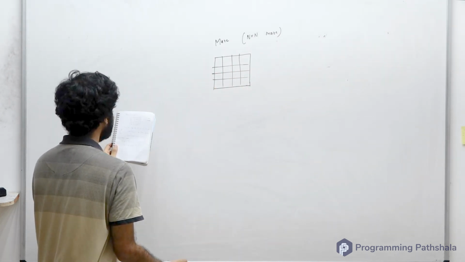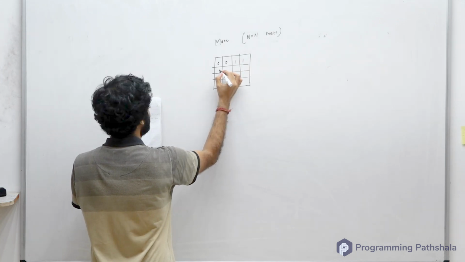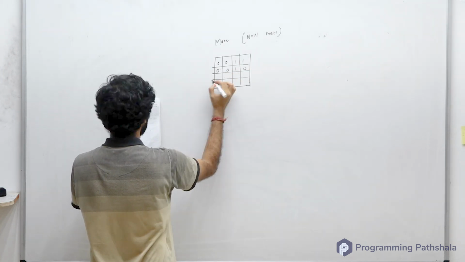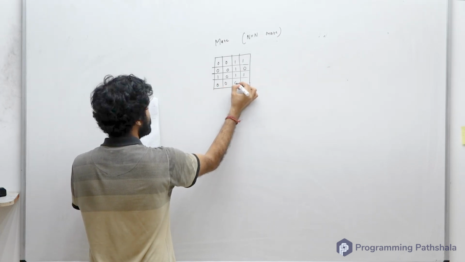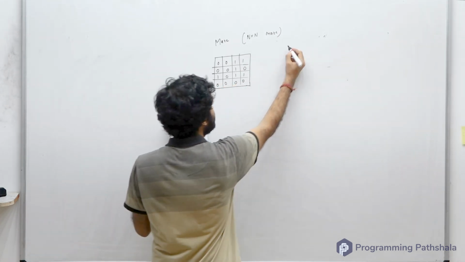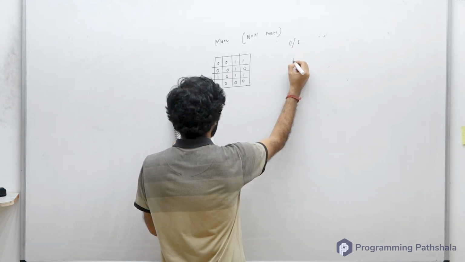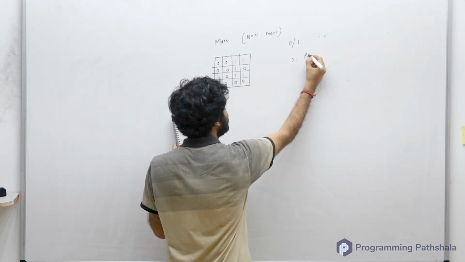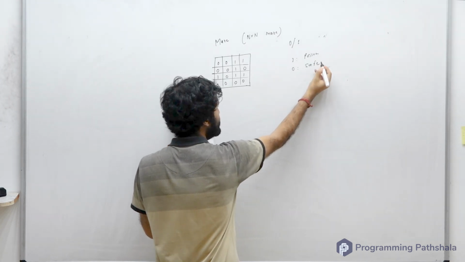4 cross 4 maze, and let's say these are the values 0 0 1 1 0 0 1 0 1 0 1 1 and 0 0 0 0. One thing is for sure, that any cell will either contain 0 or 1. And what is the meaning of 0 and 1? 1 means that the cell contains poison in it, and 0 means that the cell is safe.